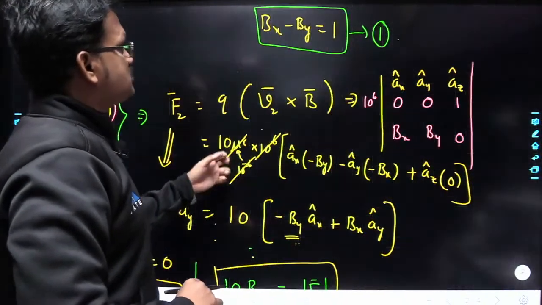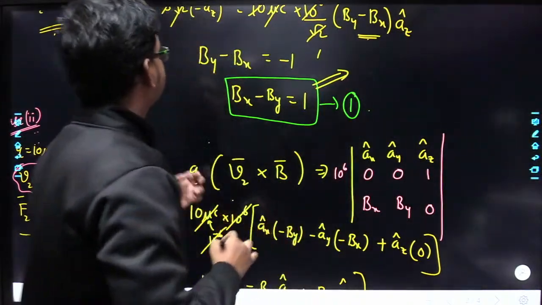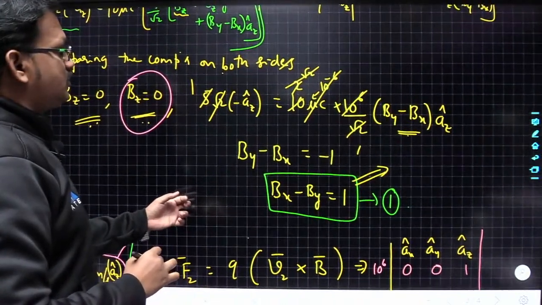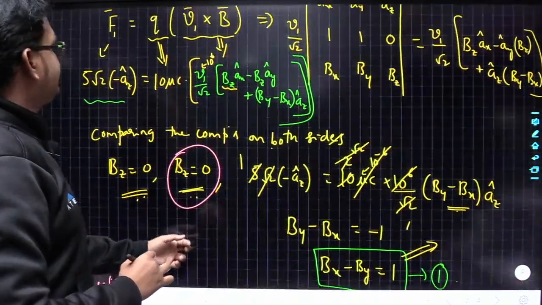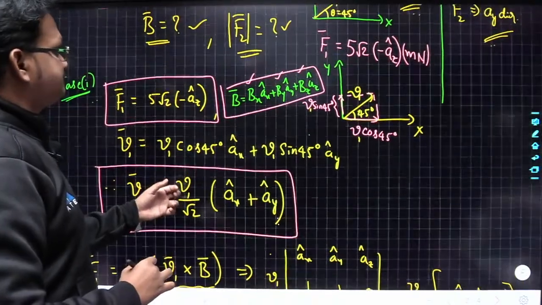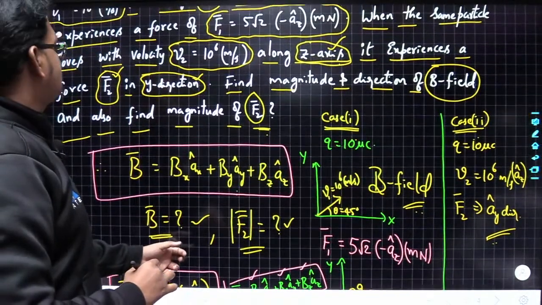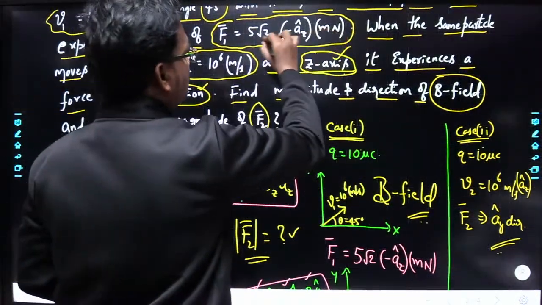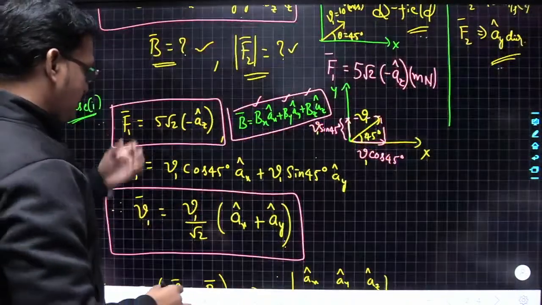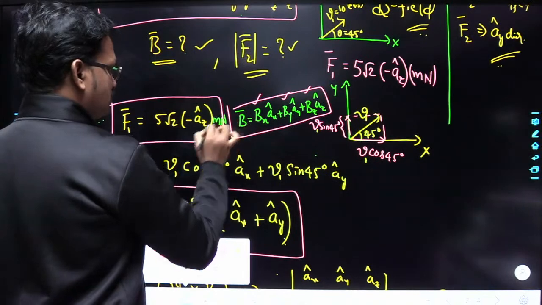So now see this equation 1. See here, F1 bar is equal to 5 root 2 minus AZ cap millinewton. So I think I forgot to represent millinewton here, right? So right here, millinewton.